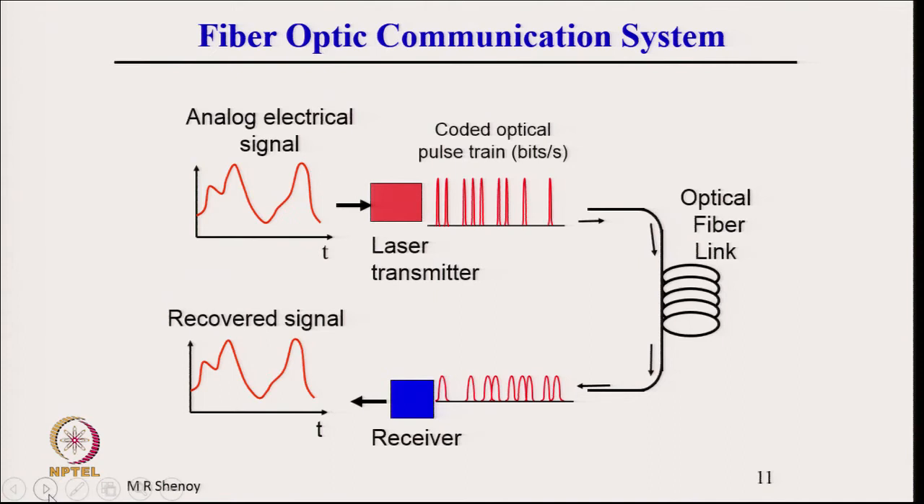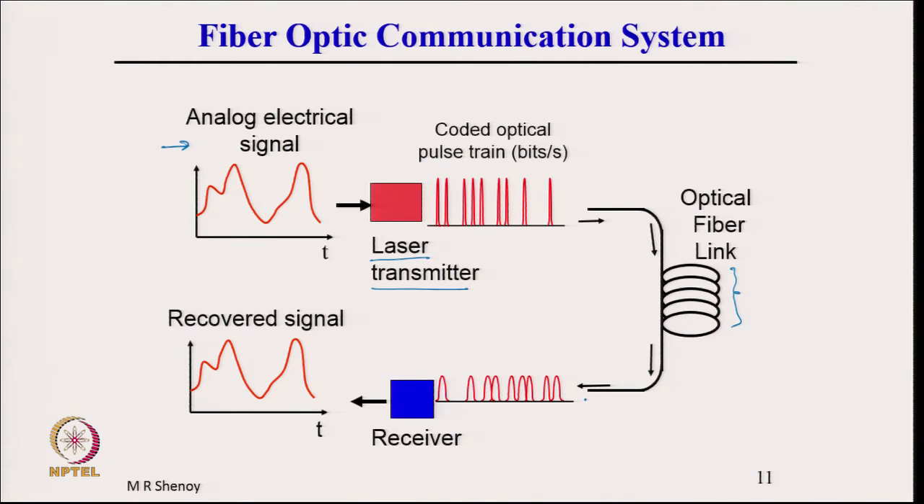Therefore, in a fiber optic communication system, so now we are combining everything and showing a schematic of the fiber optic communication system. You have an analog electrical signal at the input, which is sampled and coded in binary sequence, binary digits, and it is fed to a laser transmitter here, and the output is coded optical pulse trains, bits per second, which is then coupled to an optical fiber for transmission over the optical fiber link. This may be several kilometers or several tens of kilometers depending on the length of the link.